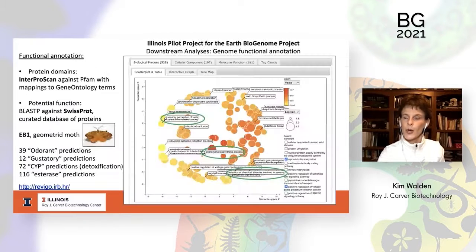We then added protein domain and functional annotation using InterProScan and SwissProt BLASTP hits. We hope to make these annotation sets available soon, as they are providing rich data sets to mine. For example, genes involved with olfaction, gustation, and plant compound detoxification were predicted for EB1, the geometrid moth.